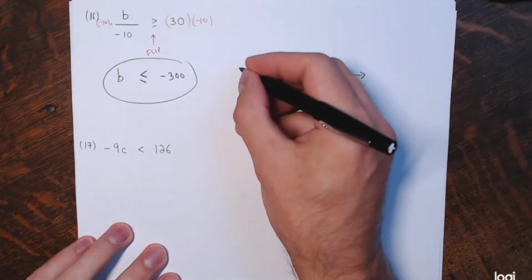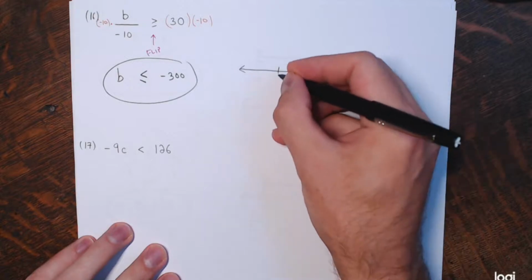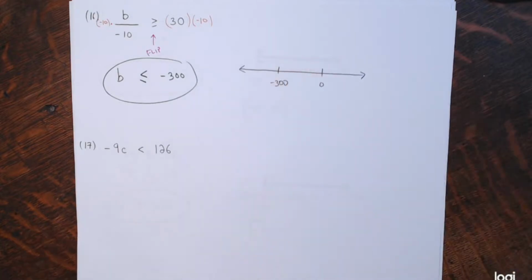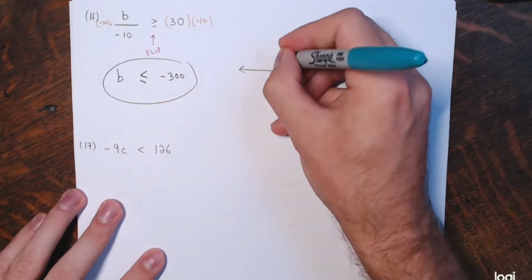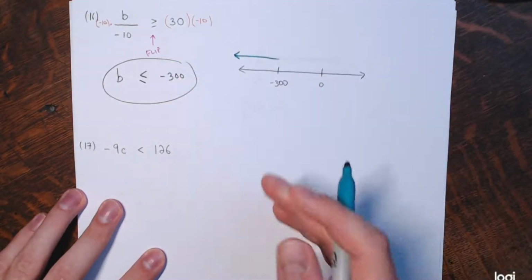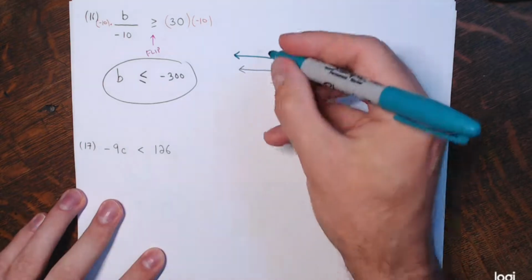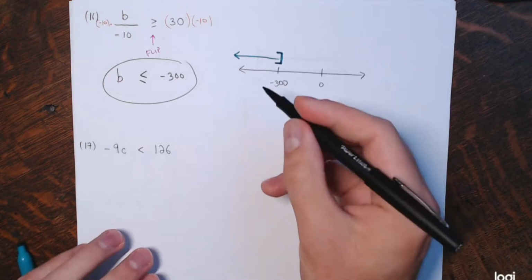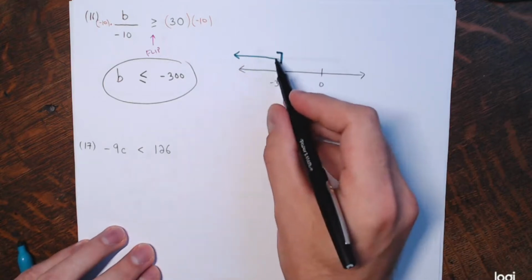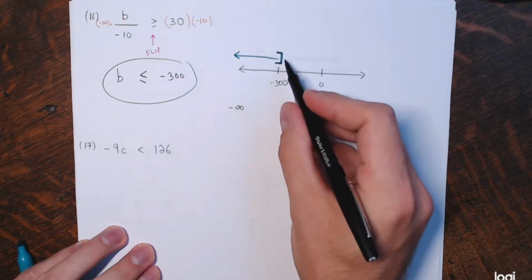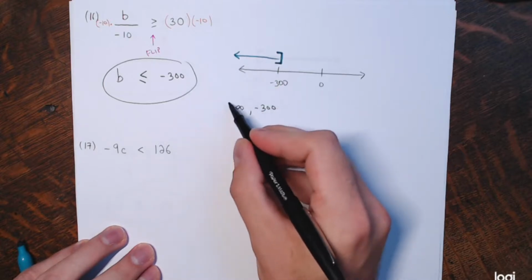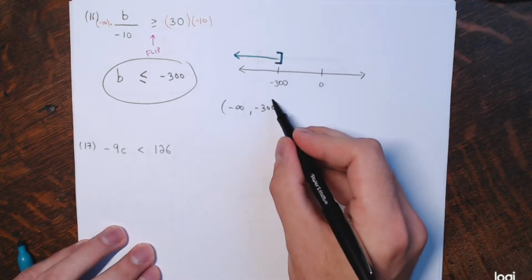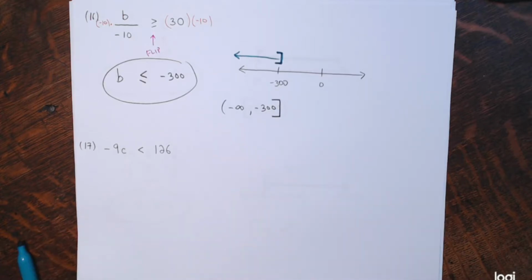And the graph, here's 0, negative 300 would be to the left of 0 somewhere. All the numbers less than negative 300, so to the left, negative 301, negative 302, etc. Or equal, so bracket to indicate that negative 300 is a solution. Then the interval notation for this, from left to right, is going from negative infinity to negative 300. Always parentheses on infinities, and then a bracket on the negative 300 there to indicate that it is a solution. Simple enough, right? Hopefully you've seen, I'm flying through these now.